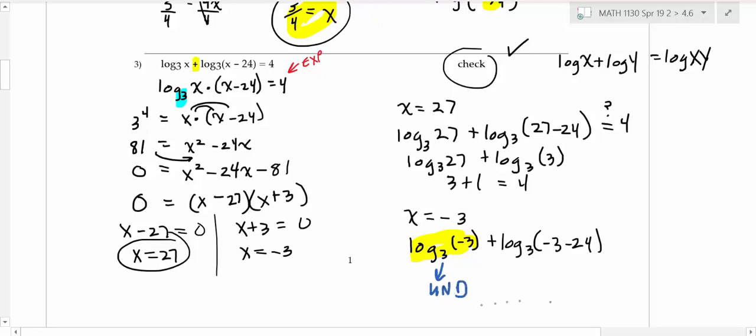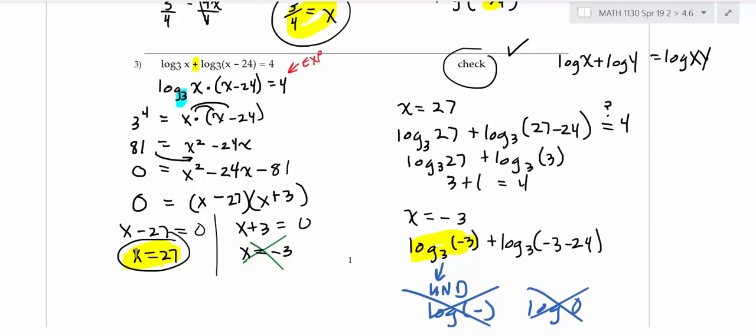You can only do a log of a positive number. So log of a negative number is no. If you do log of 0, you can't do that either. So that's why it doesn't check, is because the log of a negative number is undefined. So that means that would come out, and the only answer to the problem would be 27. Now that's very frequent that happens on these kind of problems, is something doesn't check.